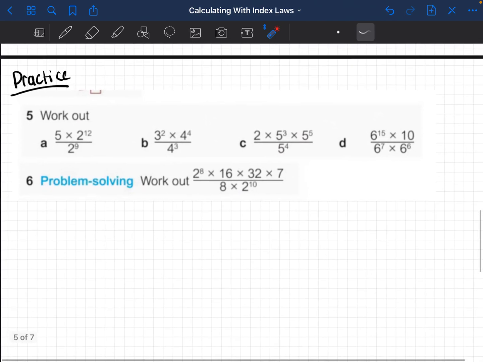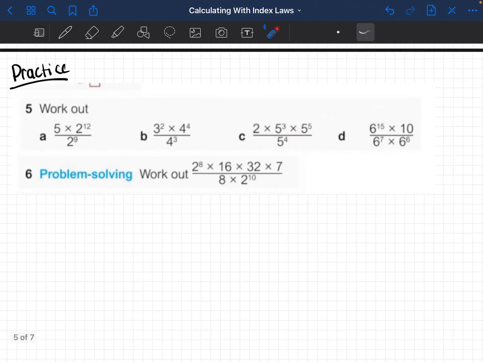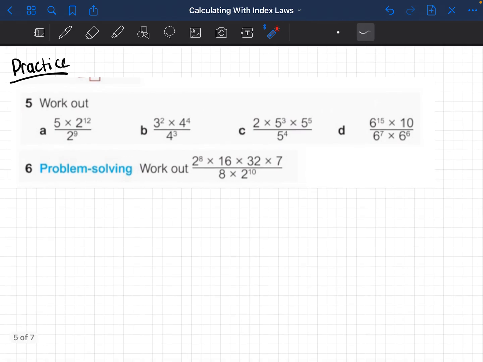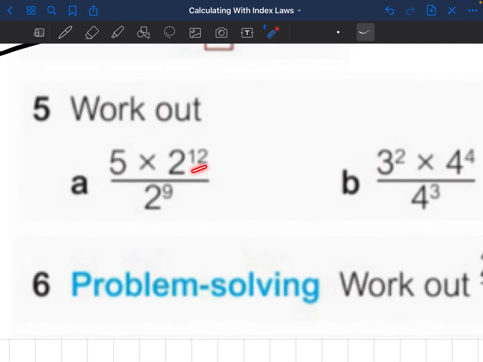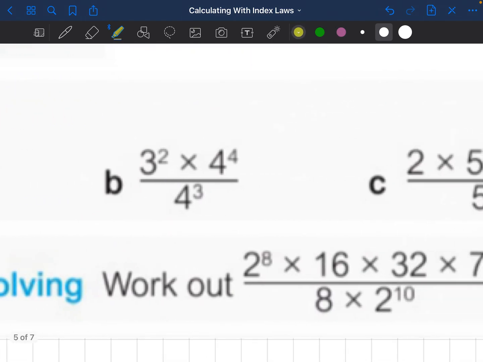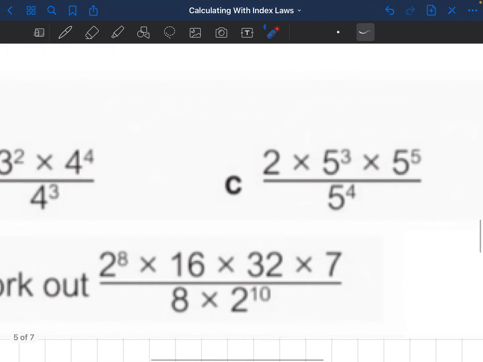Okay, you can pause it, but I'm going to offer some help in 5 seconds. So pause it here, and then let me just give some help. Okay, the first one, 12 minus 9, you're just going to be left with 5 times 2 to the 3. And then you can work it out, give an answer. Same here, you're going to focus on the 4s. 4 take away 3 is 1. So 3 squared is 9 times 4.